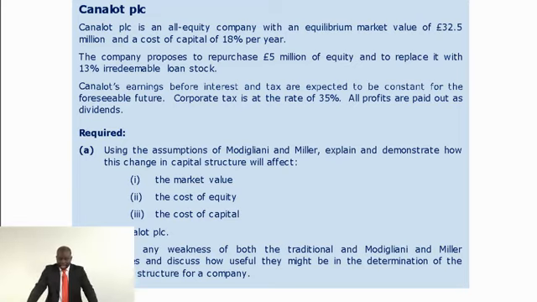Using the assumptions of Modigliani and Miller, explain and demonstrate how this change in capital structure will affect the market value, the cost of equity, the cost of capital of Canalot PLC. Explain any weaknesses of both the traditional and Modigliani and Miller theories, and discuss how useful they might be in the determination of the capital structure of a company.